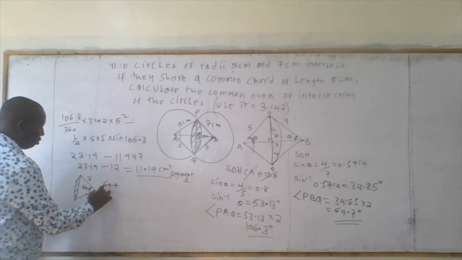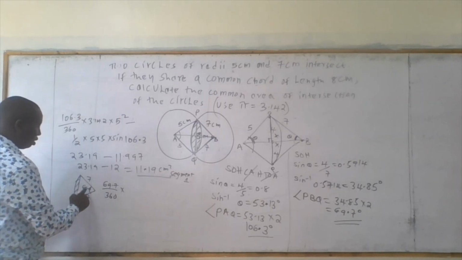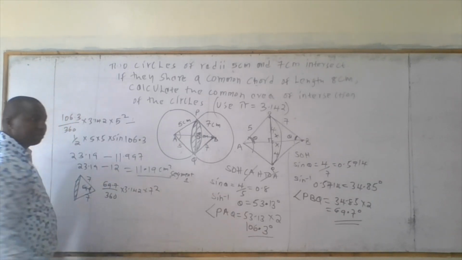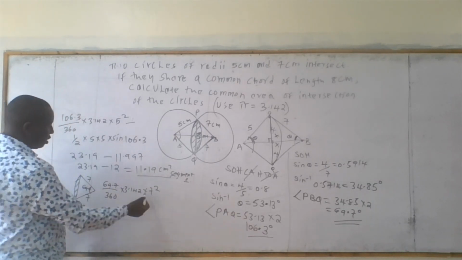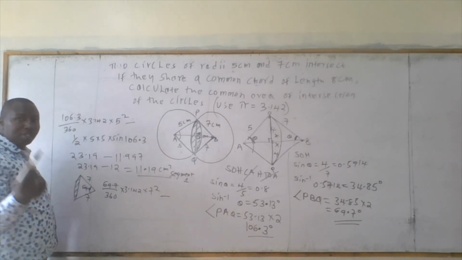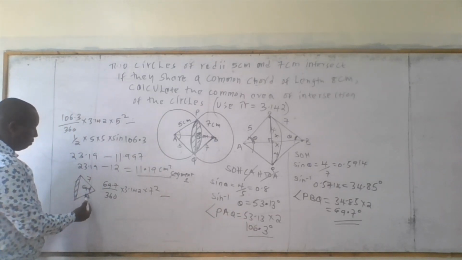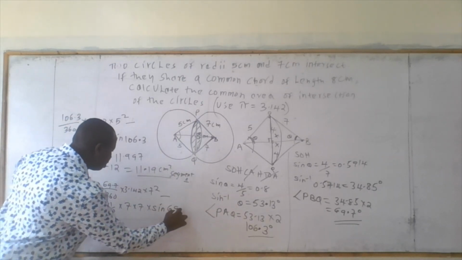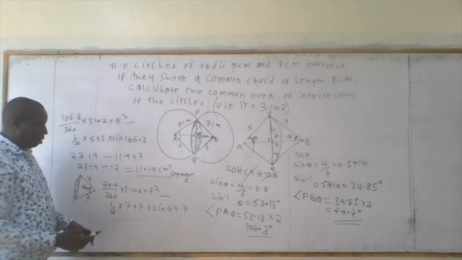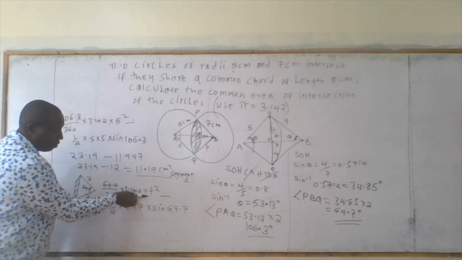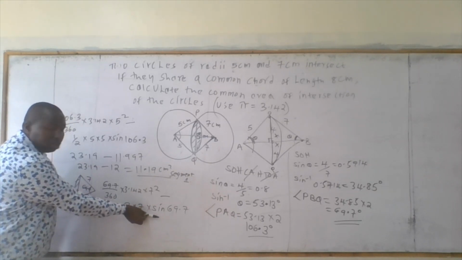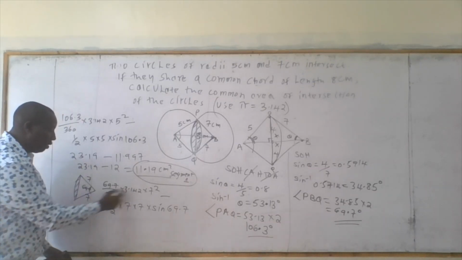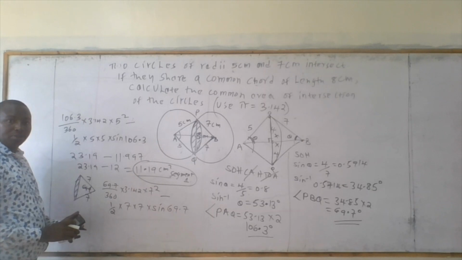So find the area of the shaded. 69.7 over 360 times 3.142 times r squared, that is 7 squared. That's the area of the sector. Subtract the area of the triangle, which will be a half times 7 times 7 times sine of 69.7. So you have the area of the sector and the area of the triangle. Now the area of segment 2 is the one that you're looking for.